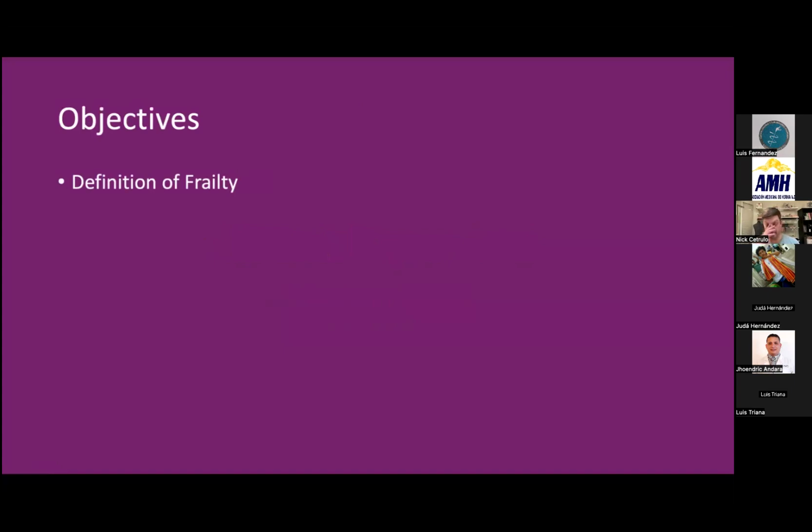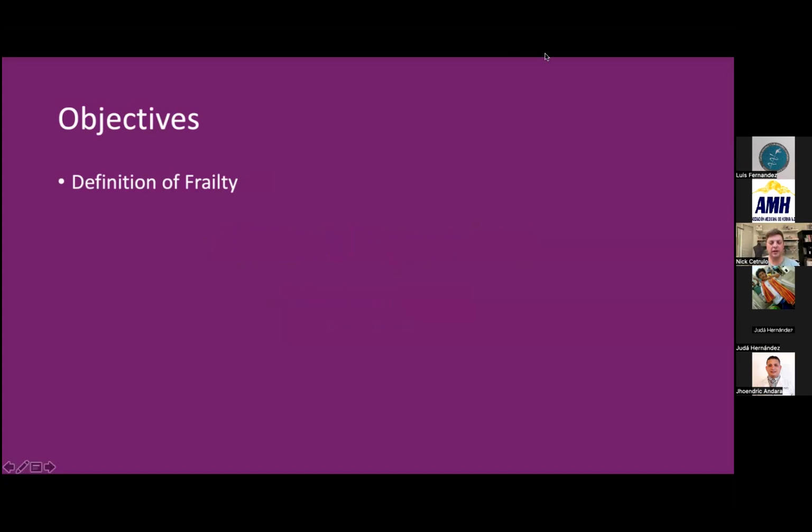So my objectives today are, first, to define for everybody what frailty is. I think it's a very important term to know when you're deciding which types of patients to operate on, and which ones maybe you should avoid an operation or wait, or come up with another option that may serve them. Second, what prehabilitation is, and does it help?